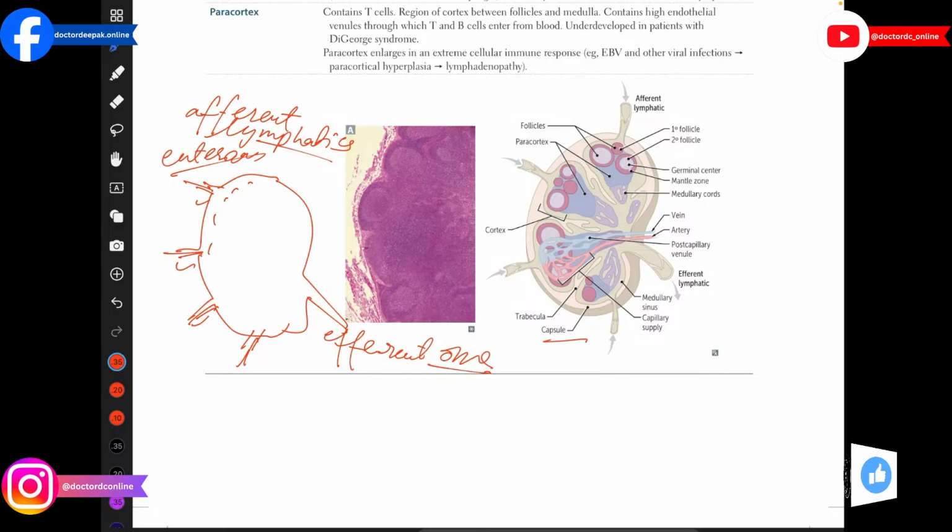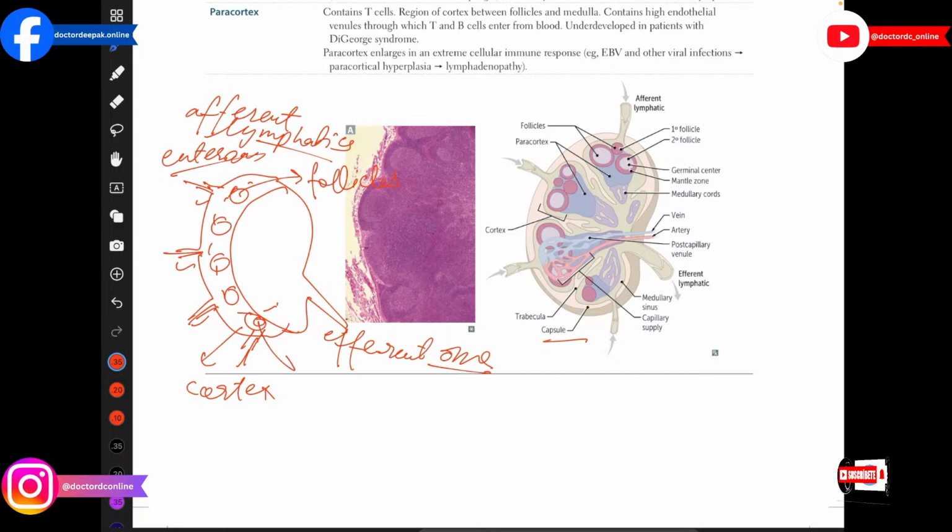Now we talk about the inside structure. First, it has the cortex. This part is the cortex, in which the follicles are present. In those follicles, we have two types, primary and secondary. The primary is just simple like that, and the secondary follicle has a hollow-like depression like that. If you focus, these are secondary follicles.